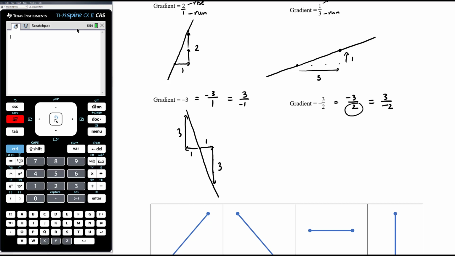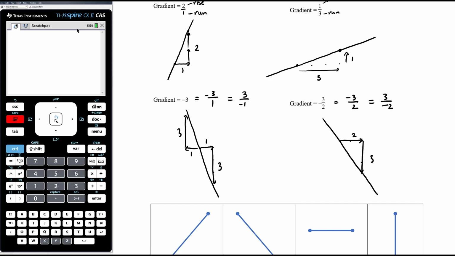So either we think about going 2 to the right and 3 down. For every 2 steps to the right, we go 3 down. Or for every 2 steps to the left, we go 3 up. Okay, so I'm going to go 2 to the right, 1, 2, 3 down. So for 2 across and 3 down, we get a line with a gradient of negative 3 on 2.